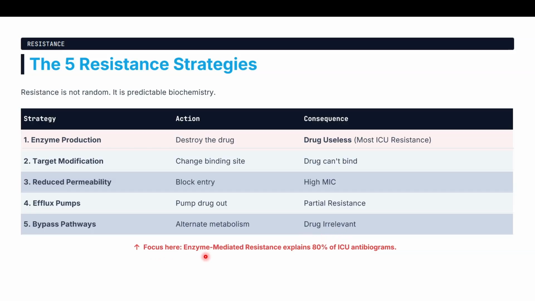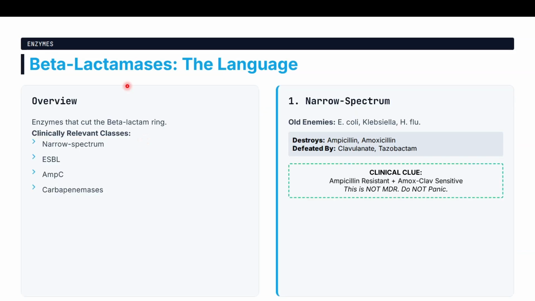The focus here is enzyme-mediated resistance, which explains 80% of ICU antibiograms. So enzyme production is the most important type of resistance mechanism that we need to be aware of. Penicillinase is produced, carbapenemase is produced. All these are enzymes produced by the bacteria that make the drug useless. So the main language spoken by the bacteria is the production of beta-lactamases.